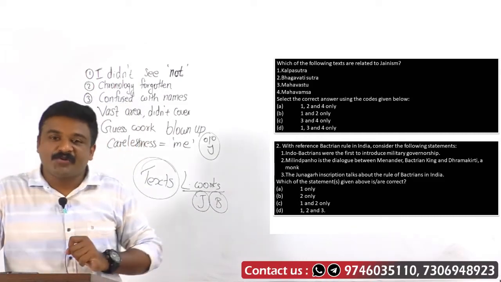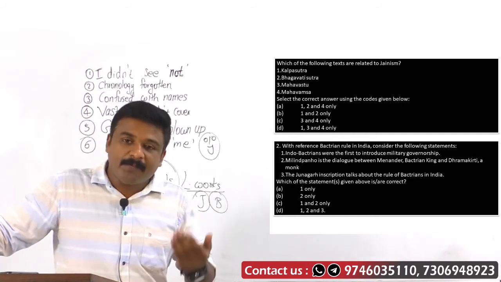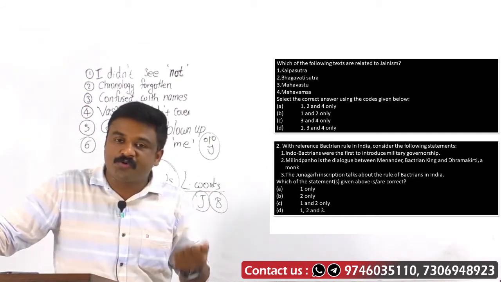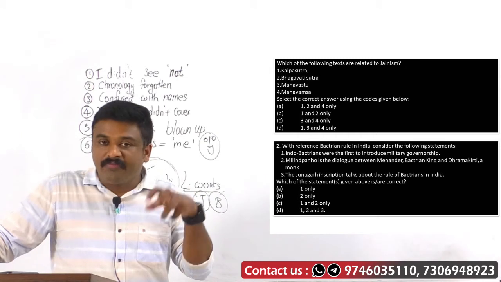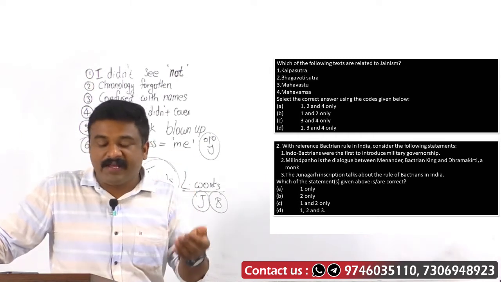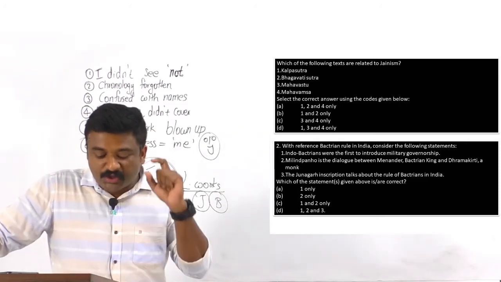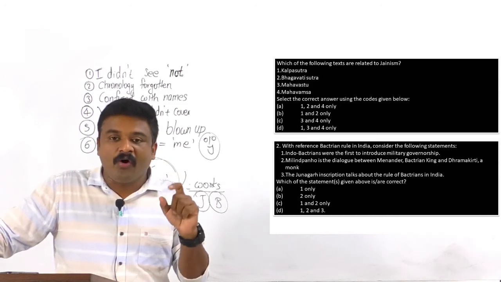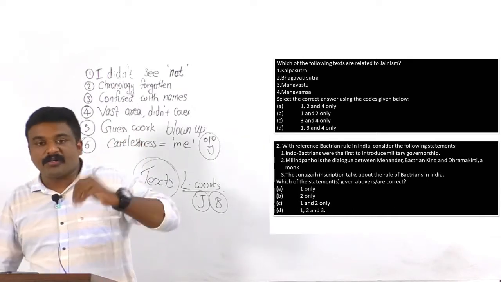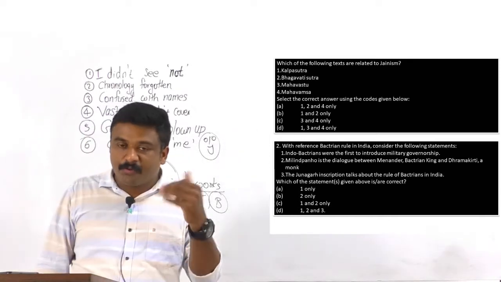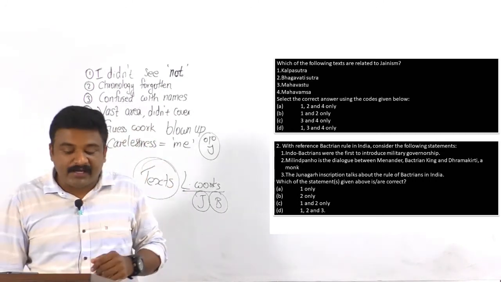Mahavamsha, Dipavamsha, yes, they are Ceylonese chronicles. We know that they talk about the spread of Buddhism in Sri Lanka, about the kings who patronized Buddhism in Sri Lanka, etc. So you know that Mahavamsha and Dipavamsha are Buddhist texts. If you know that very fact, then things are very easy for elimination. Just look into the choices given here. Choice A, choice C, choice D, they all have Mahavamsha. That means the Buddhist text. The question is asking for the texts related to Jainism. Since you know that Mahavamsha is a Buddhist text, you can easily eliminate choice A, choice C, choice D, and you will come up with the answer 1 and 2 only.